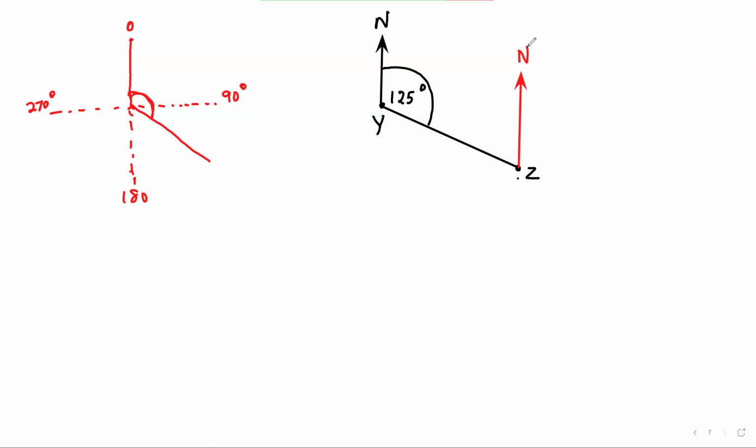Right? So the bearing of Y from Z is going to be the clockwise angle. So the bigger angle on the outside here is my bearing of Y from Z. I can find the interior angle here, because this angle over here would be 180 take away 125, which is 55 degrees. Now I can figure out the bearing, because the bearing will be 360 take away 55. So 360 take away 55 is 305 degrees.